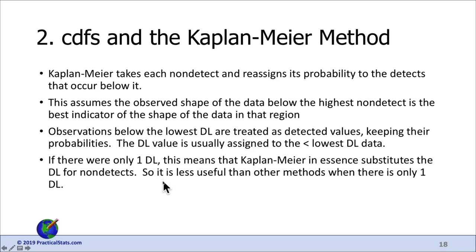So what this means is that if there is only one detection limit, Kaplan-Meier in essence substitutes the detection limit for that non-detect, or the number of non-detects at that detection limit. So it's less useful than other methods when there's only one detection limit. And then really the criteria, I think I say this somewhere else in the slides, the criteria is what's the proportion of data below that lowest detection limit. If that proportion of data is small, then calling those a detect at that detection limit is probably not all that important. And that's often the case when you have multiple detection limits, even though I think there's a better method than this in that case.